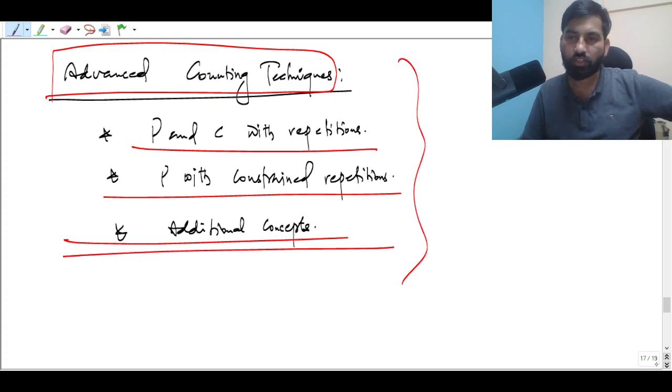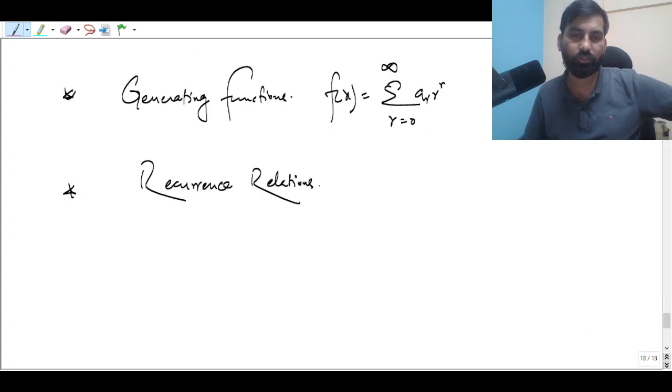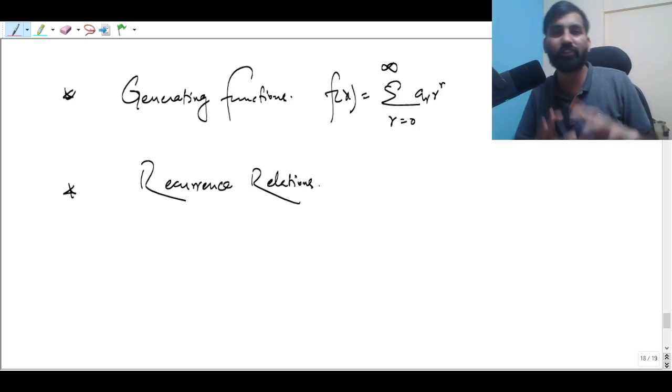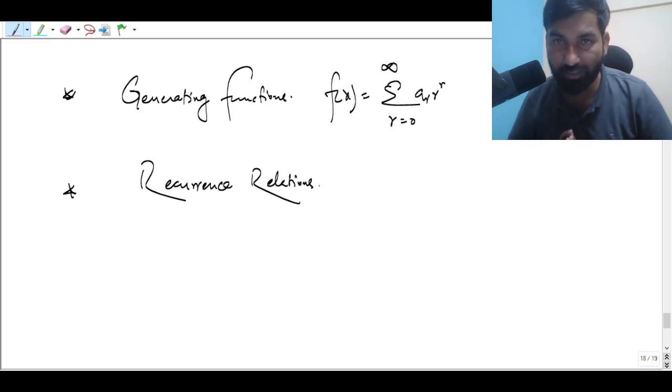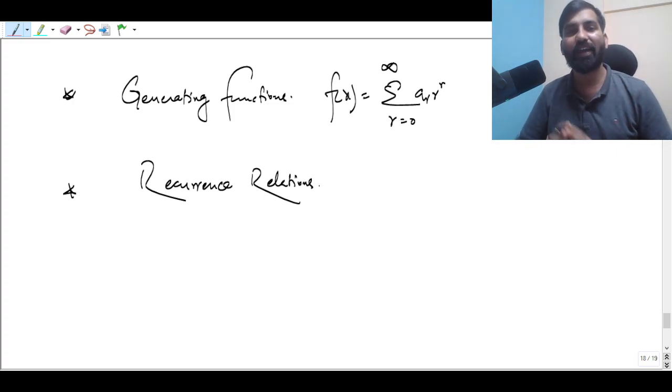Okay, so this will be my entire roadmap, and at the end we will talk about generating functions and this kind of expression that you will come across. And we'll talk about recurrence relation, right? So recurrence relation is also very important.